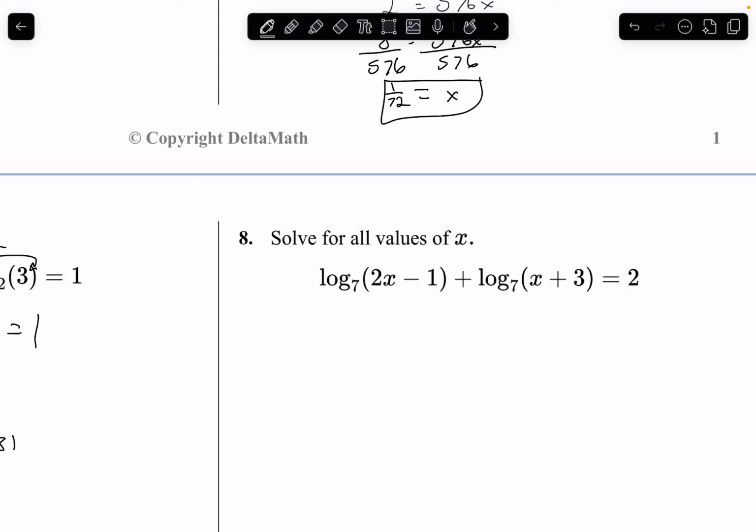All right, so again, our goal here is going to be to condense this down to a single logarithm. So this plus sign implies that we should be using multiplication. So we end up with log, oh, I don't know why I wrote a 7 there. Log base 7 of, and we have to multiply this stuff on the inside, right? So we get 2x minus 1 times x plus 3 equals 2.